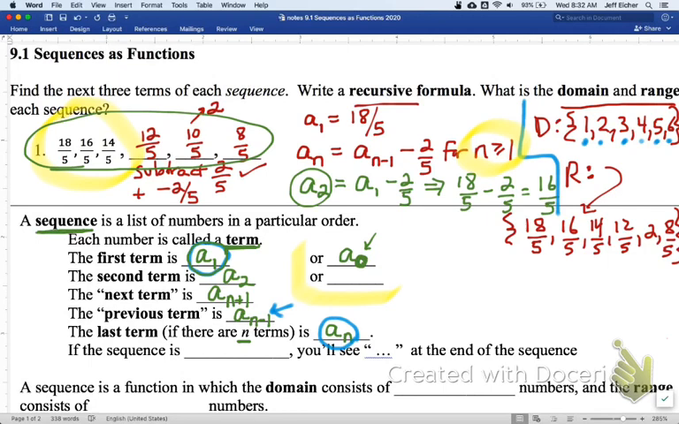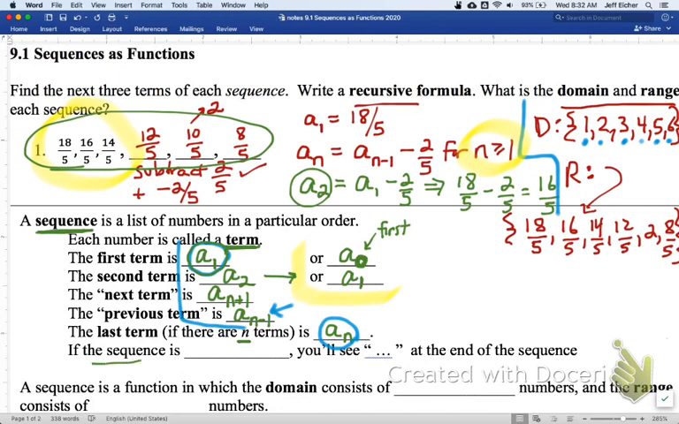So if this is defined as the first term, then the second term would actually be 1 more than 0, so a sub 1 would be the second term. So I just include those so you're aware. Most of the time, though, we'll be using this left side, these symbols in notation. And then let's see, we have the last term's a sub n.